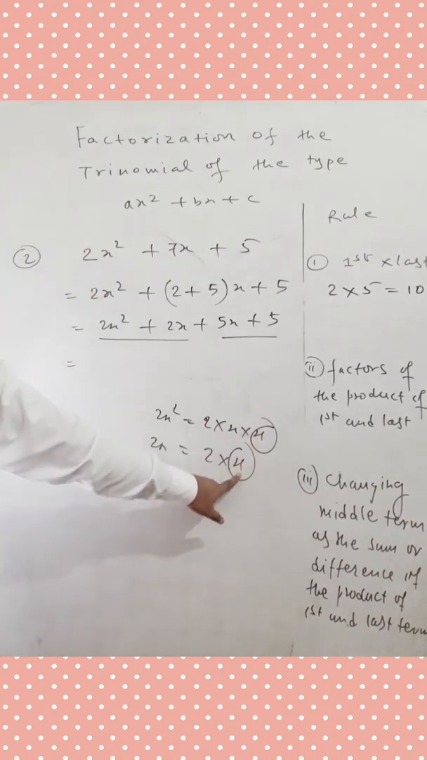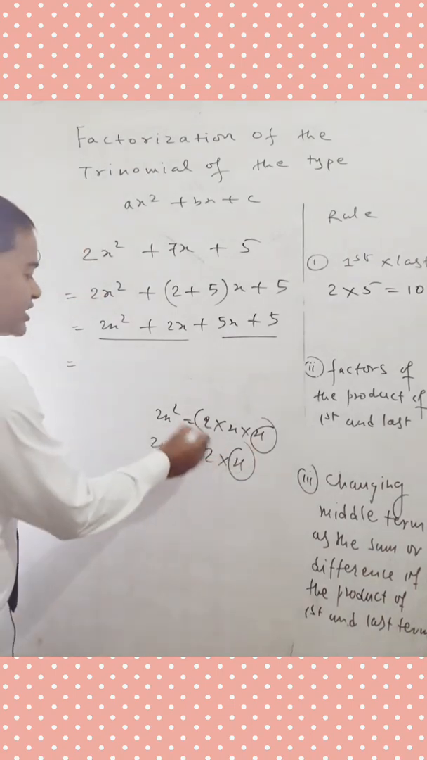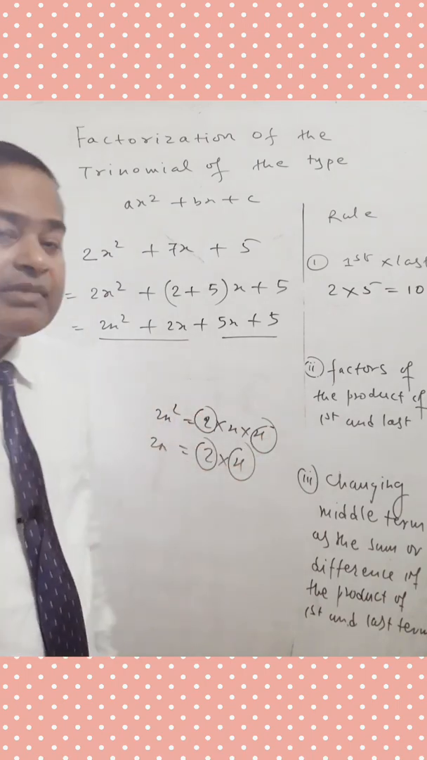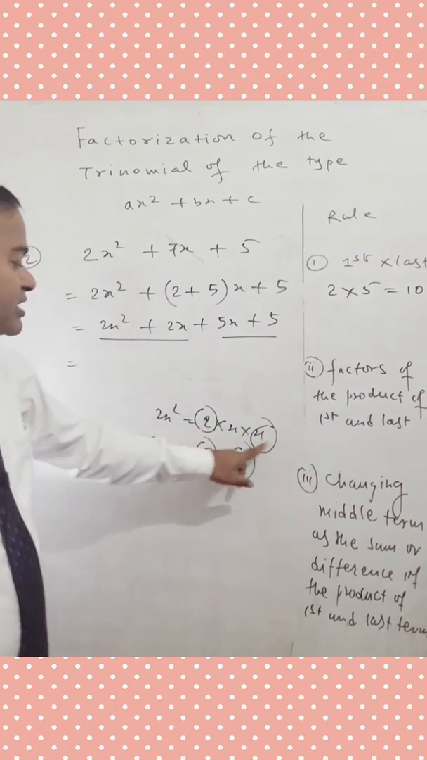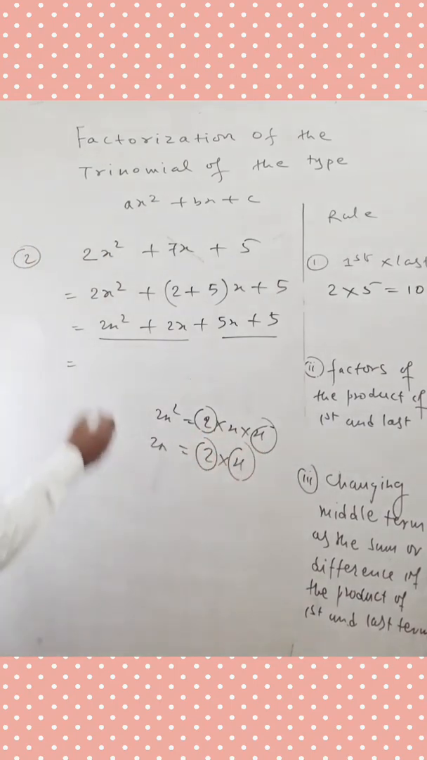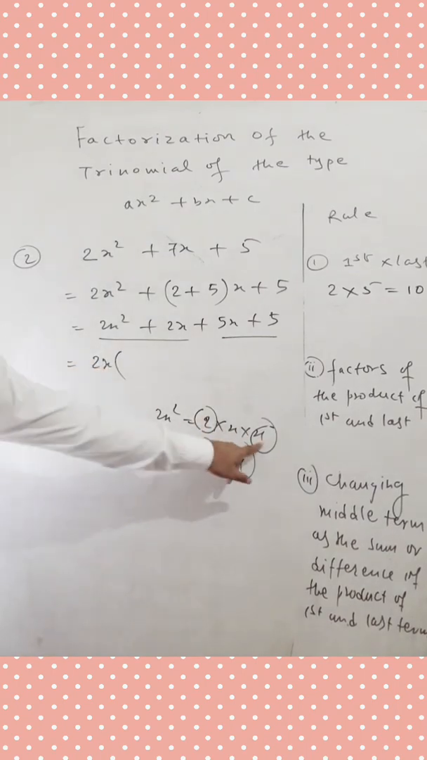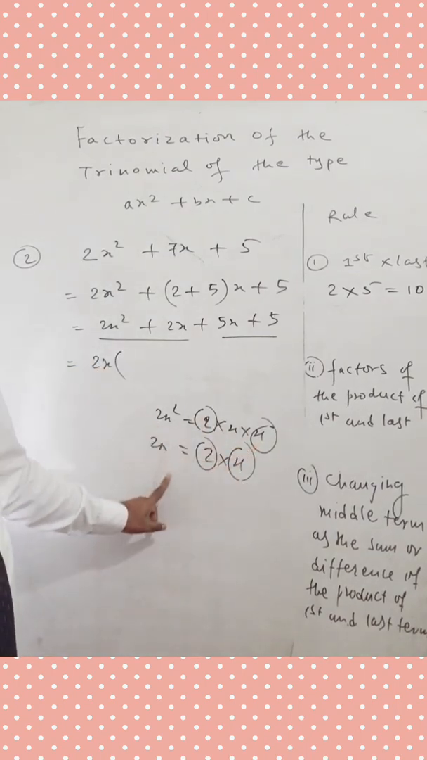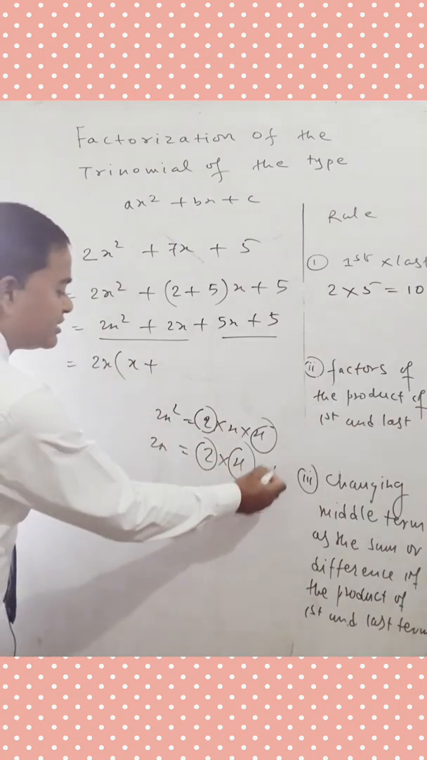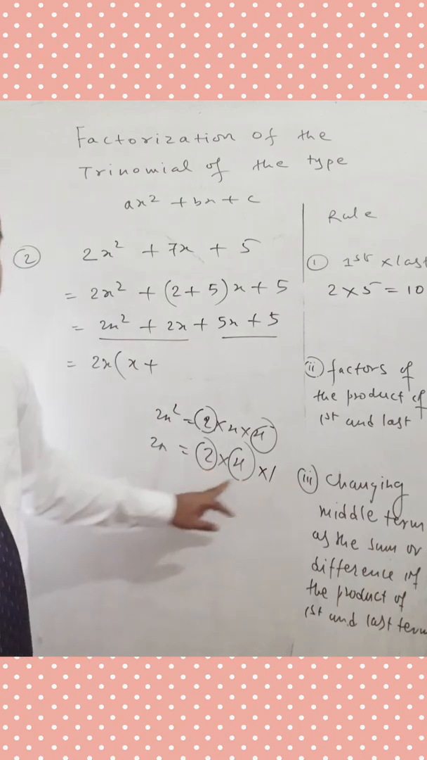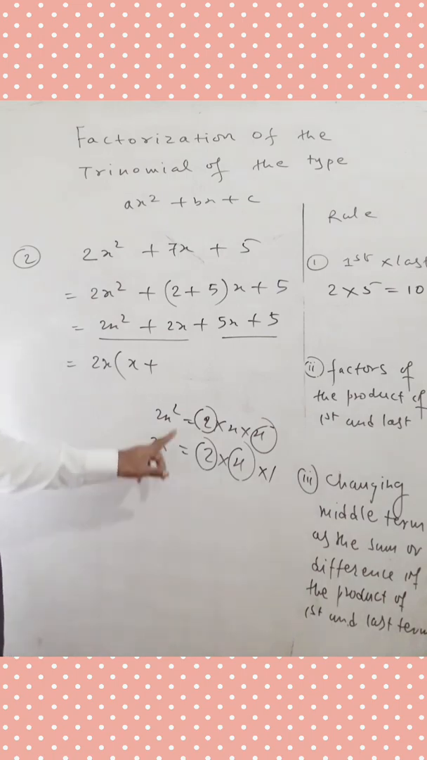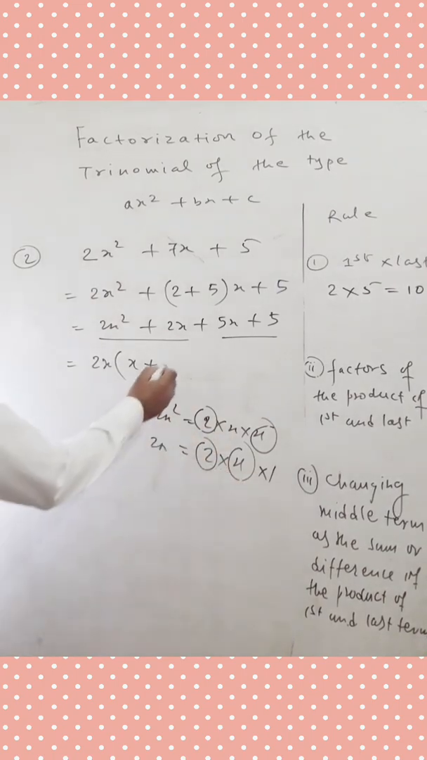So x is the same. Again we can take 2, 2. That means 2 is common and x is common. So dear students, the first term and the second term both are multiples of 2x. That means 2x we can take common. So when we take 2x common from the first term and the second term, the remaining terms are x plus, and we can suppose 1, because 2 ones are again 2. 1 is a multiple of each and every number. So x is the remaining factor and 1 is the remaining factor.